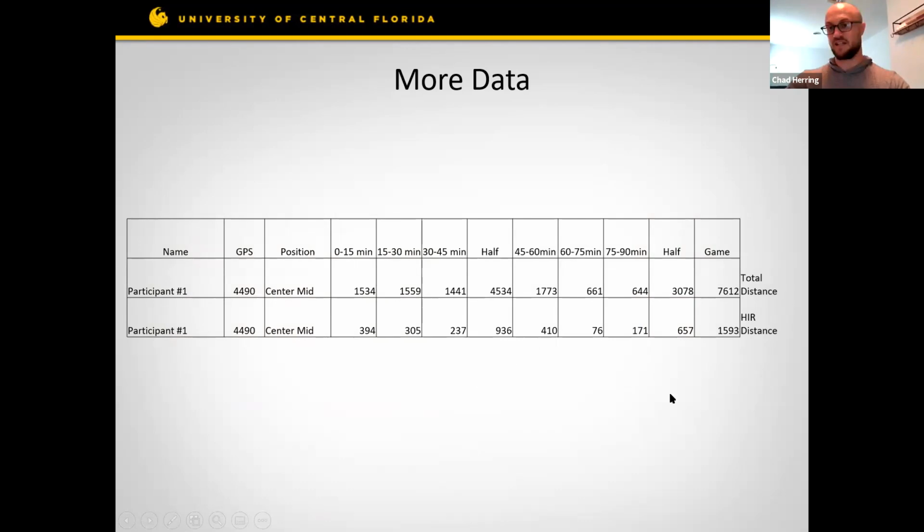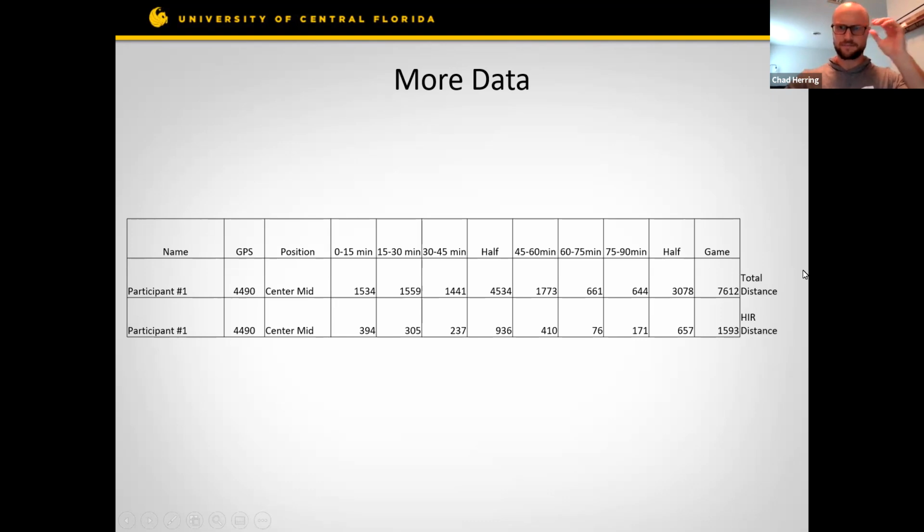And high intensity runs, you can break it up into different segments, like maybe this is a jog, this is a fast jog, this is a sprint, and this is an all-out sprint. Different teams and different sports scientists break that up at different intensities, but this is just general high intensity runs.